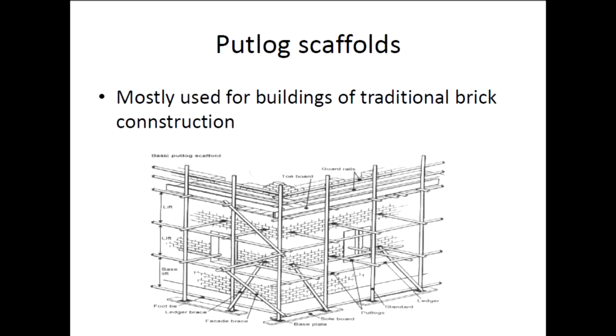Scaffolding is a temporary structure from which a person can gain access to a place of work in order to carry out building operations. It includes any working platform such as ladders and guardrails. This is the first example of scaffolding, which is woodblock scaffolds.